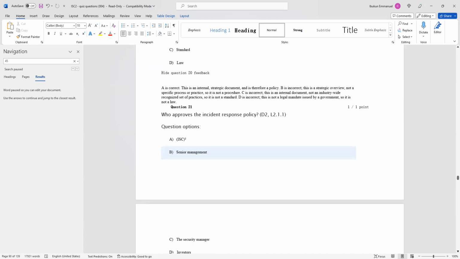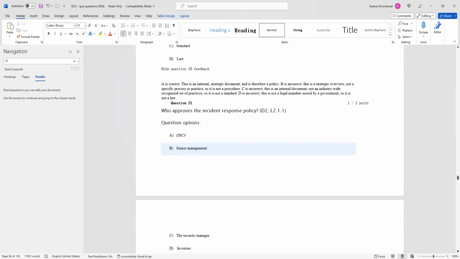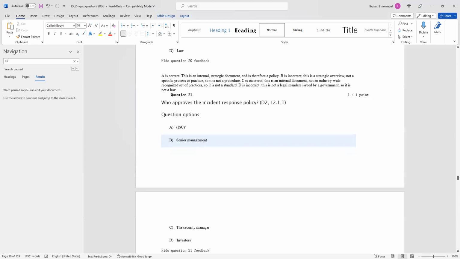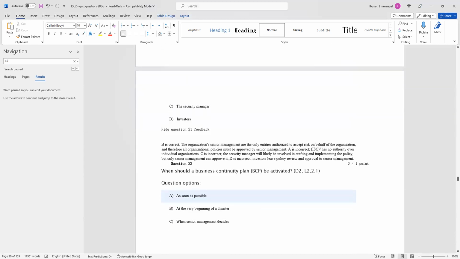Who approves the incident response policy? Anyone know the answer to that? Who approves the incident response policy? Okay, someone says B. Yep, because it's a policy, and they're accountable for policy. So yes, senior management have to approve that.